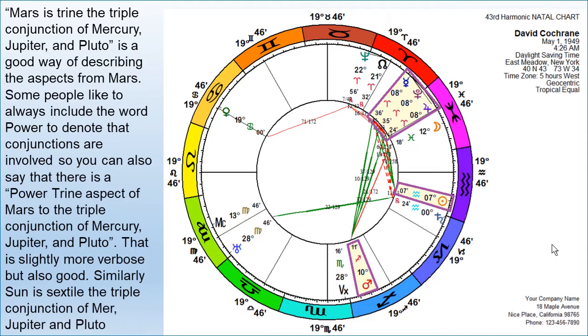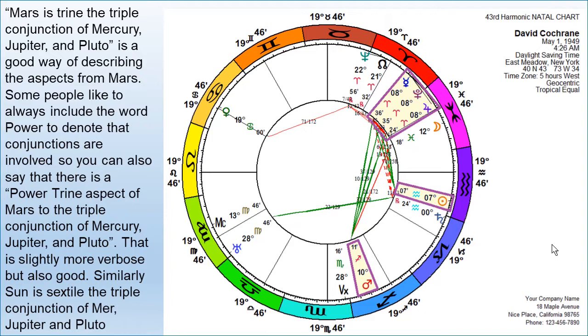So adding the word power is one more word, slightly more verbose. I happen to like it. And we could say Sun is sextile the triple conjunction of Mercury, Jupiter, and Pluto. We can also say the Sun is making a power sextile... Sorry, I'm getting punchy here. The Sun is making a power sextile to the triple conjunction of Mercury, Jupiter, and Pluto.